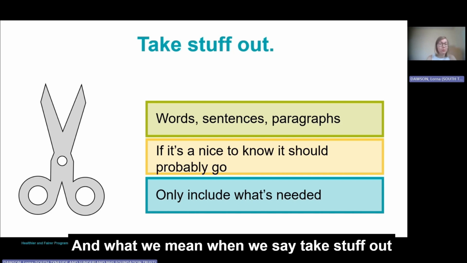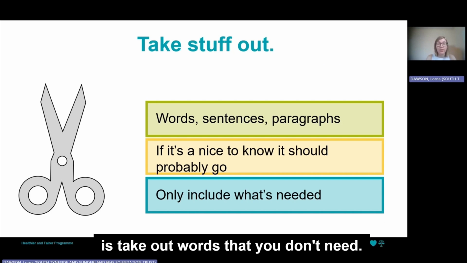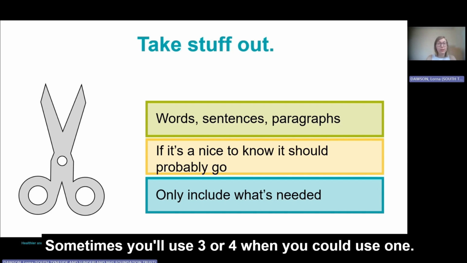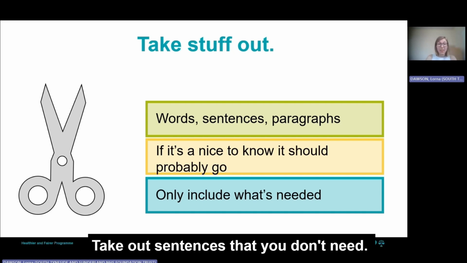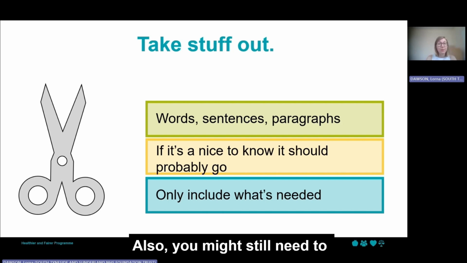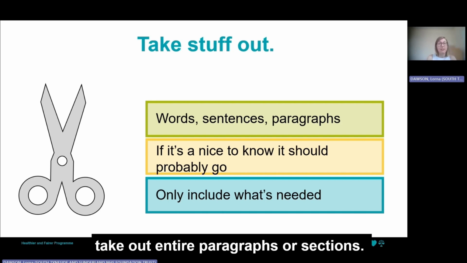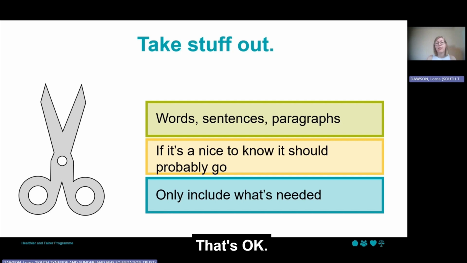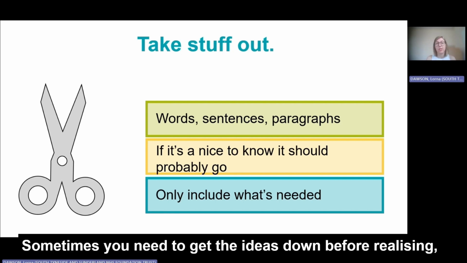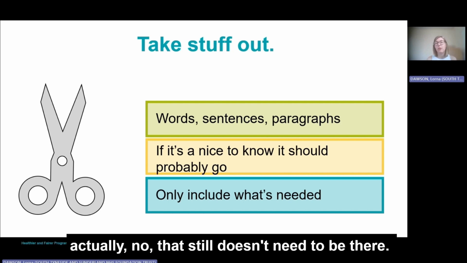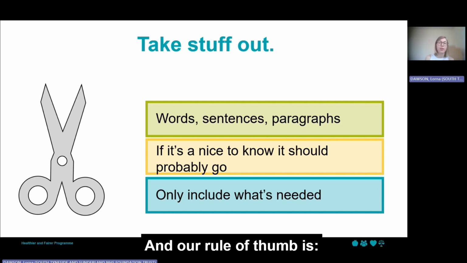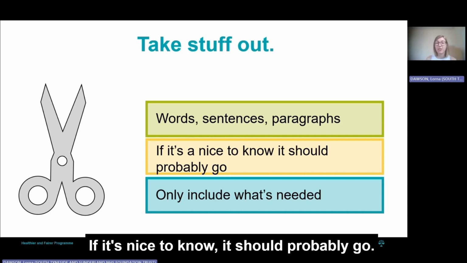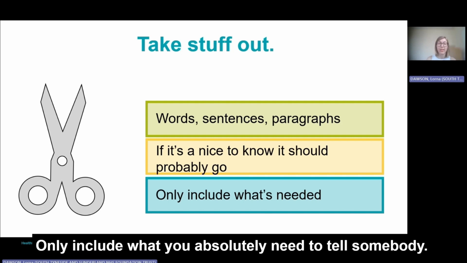And what we mean when we say take stuff out is take out words that you don't need. Sometimes you'll use three or four when you could use one. Take out sentences that you don't need. Also, you might still need to take out entire paragraphs or sections. That's okay. Sometimes you need to get the ideas down before realizing actually, no, that still doesn't need to be there. And our rule of thumb is if it's nice to know, it should probably go. Only include what you absolutely need to tell somebody.